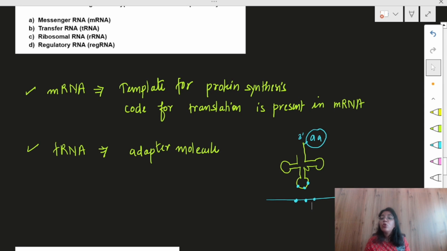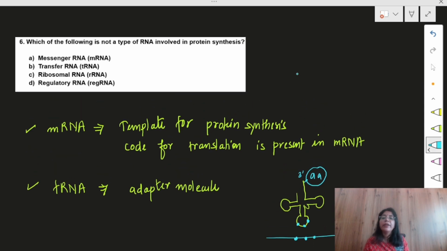What about ribosomal RNA? Do we need ribosomal RNA? Definitely we need it. For what purpose? Ribosomal RNA makes the ribosome, and the ribosome acts like a protein factory.